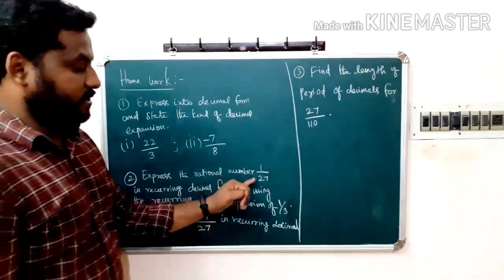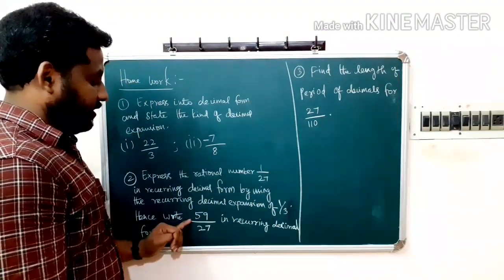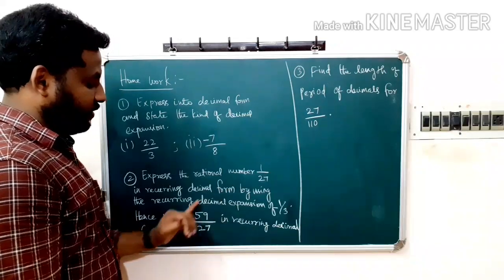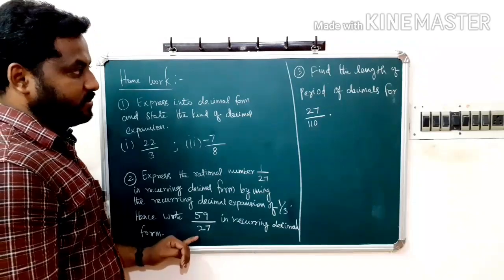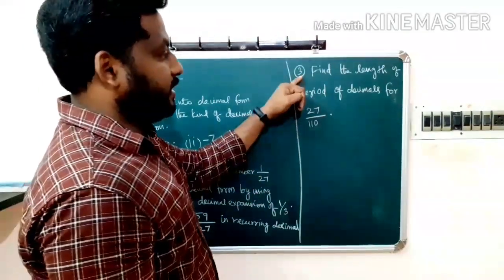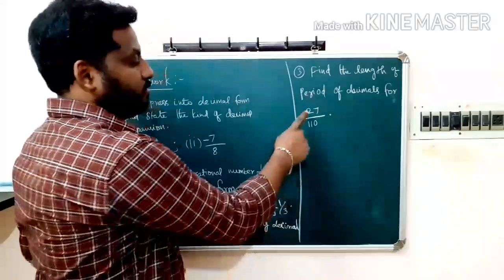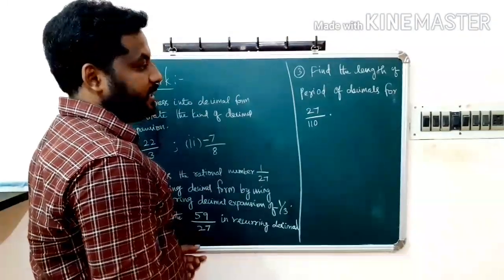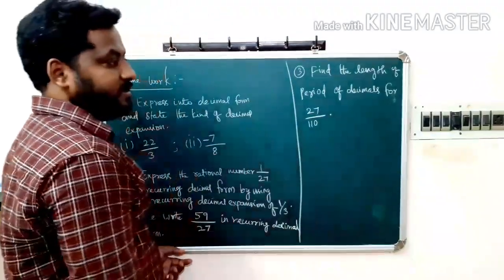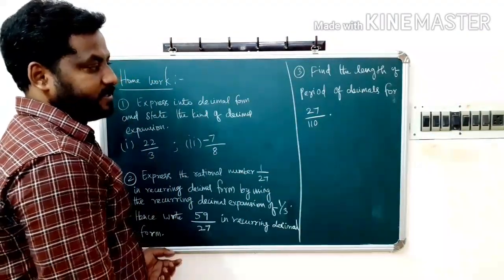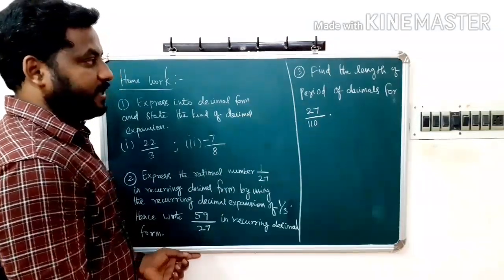You have to find the decimal expansion of 1 by 27 as well as 1 by 3, and using that decimal you have to find the decimal expansion of 59 by 27. And the third question: find the length of the period of decimals for 27 by 110. So these three questions are homework for you. Okay, thank you dear students.